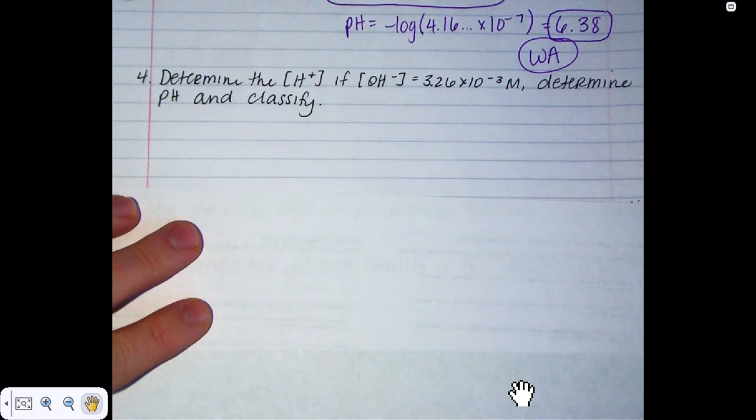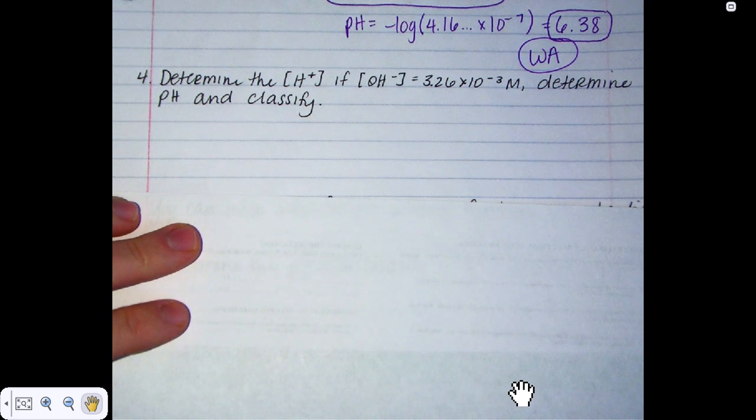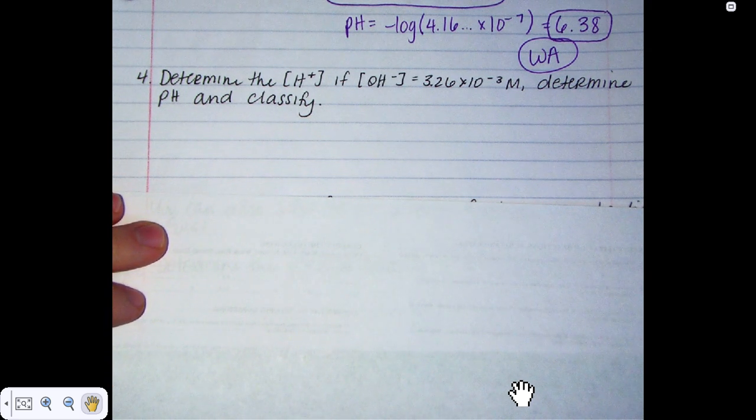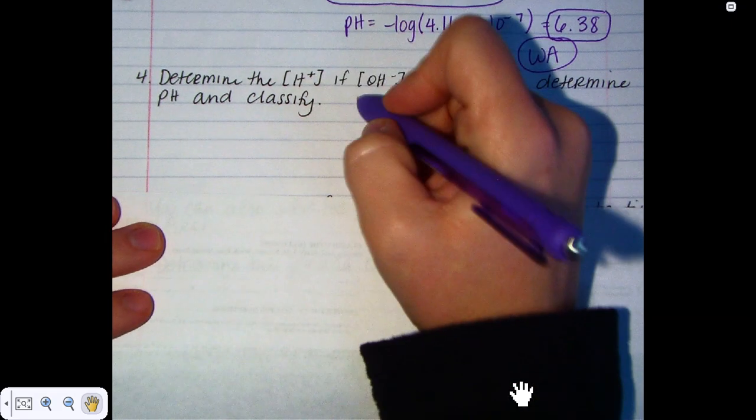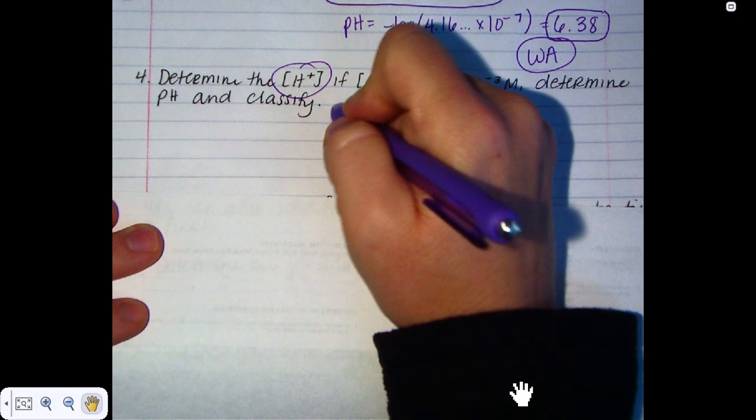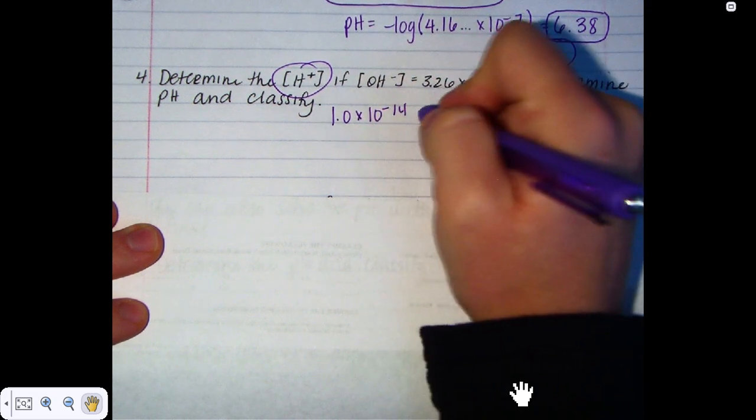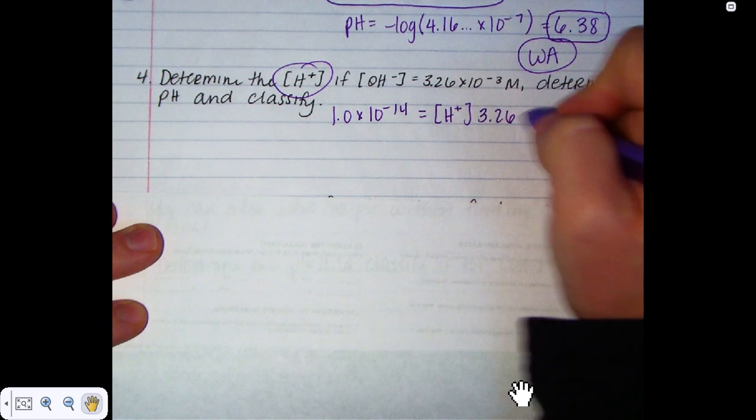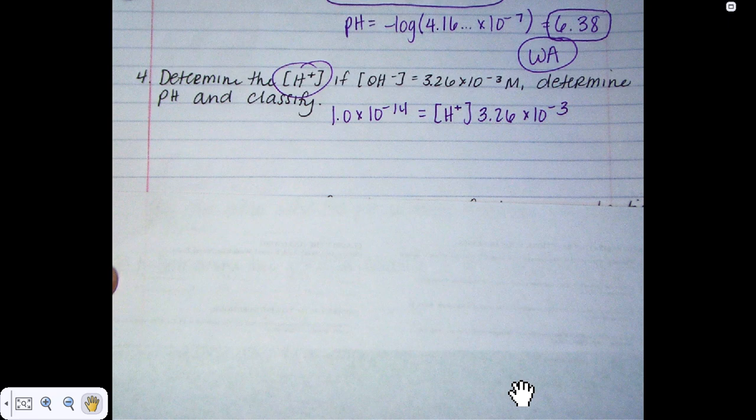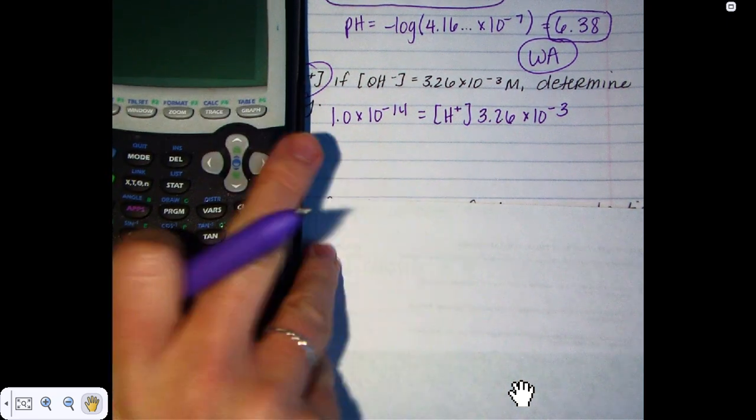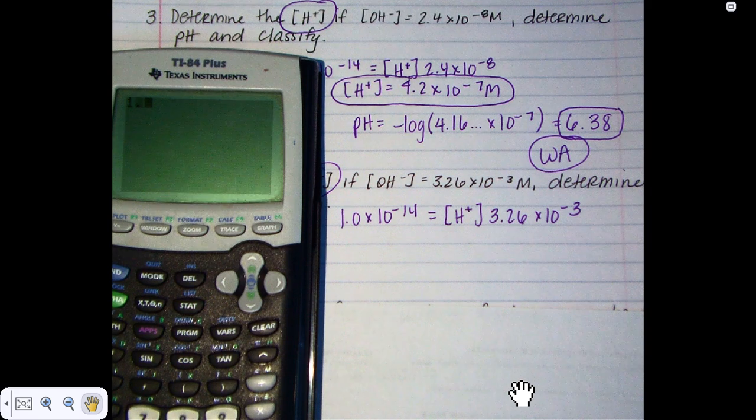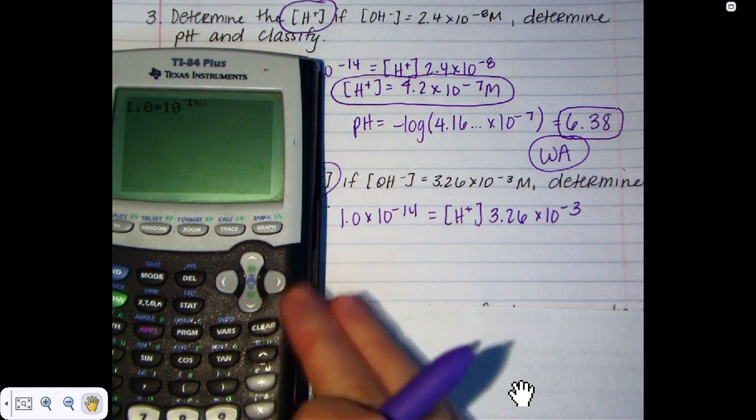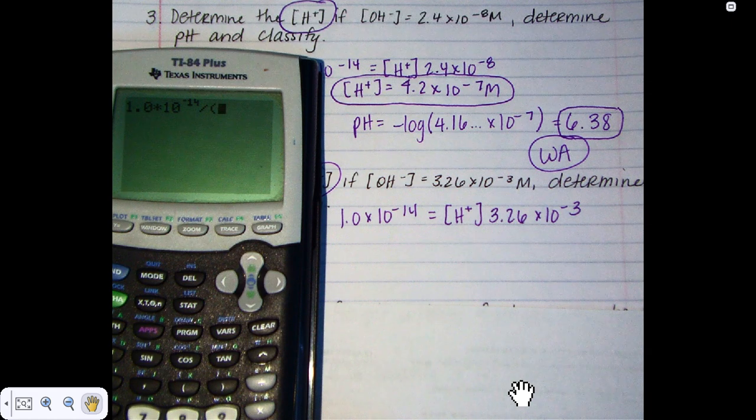Number 4, let's determine the H plus if the OH minus is 3.26 times 10 to the minus third. Determine the pH and classify. So same as the last one. All right, so let's take care of finding the H plus first. 1.0 times 10 to the minus 14 is equal to H plus times 3.26 times 10 to the minus third. All right, so let's get calculations down. 1.0 times 10 to the minus 14 divided by 3.26 times 10 to the minus third.